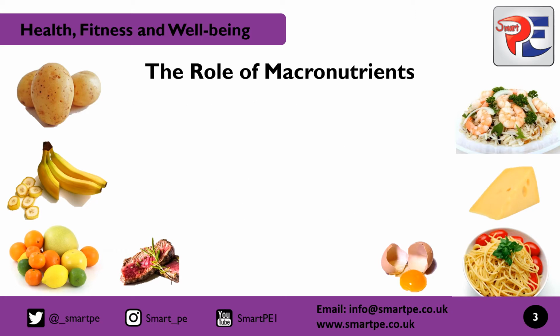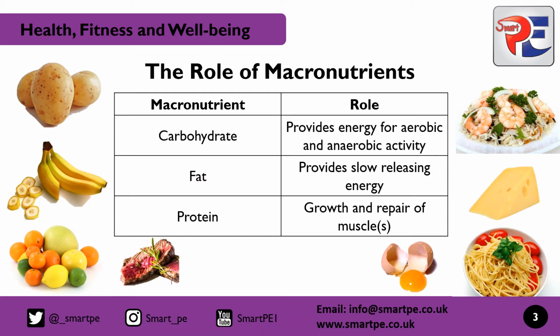Okay, we then have a keyword called a macronutrient. This is what we've already seen. This is what should make up the bulk of our plate and our diet. So macronutrient, an example is carbohydrates, fats and proteins. Now carbohydrate could be potato, fats could be cheese, and protein could be eggs.